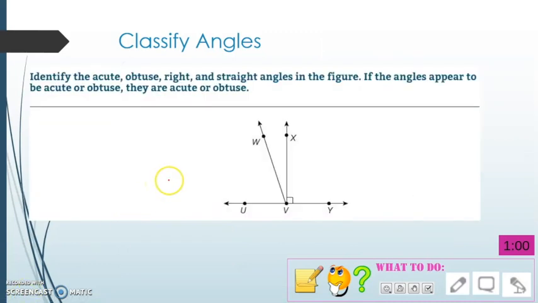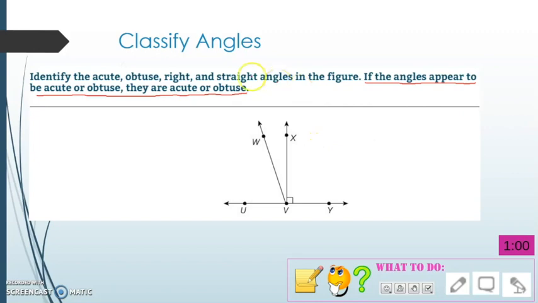So let's classify some of these. Identify the acute, obtuse, right, and straight angles in the figure. And this is not the norm for geometry unless you are told. If the angle appears to be acute or obtuse, they are acute or obtuse. So we can't normally assume these things unless we're told so. So in this diagram, there's lots of options.